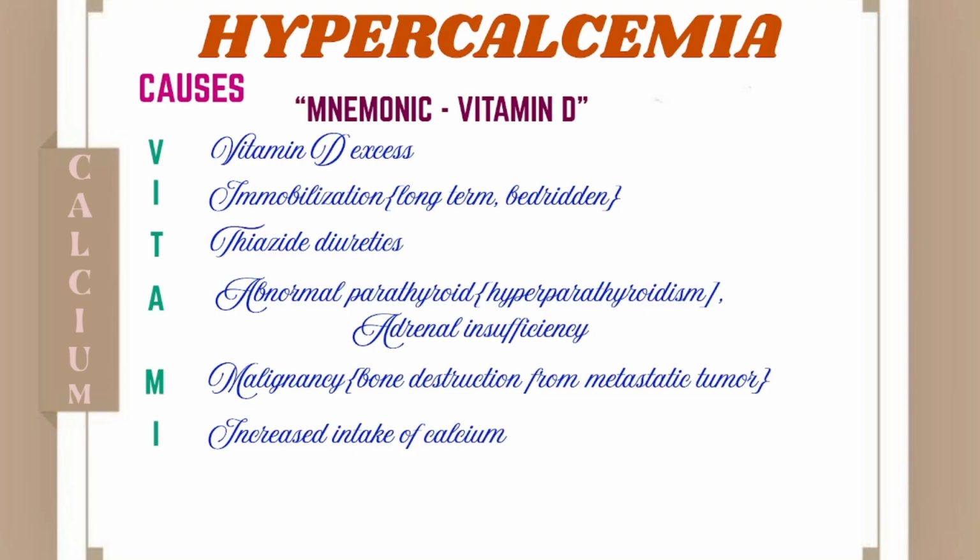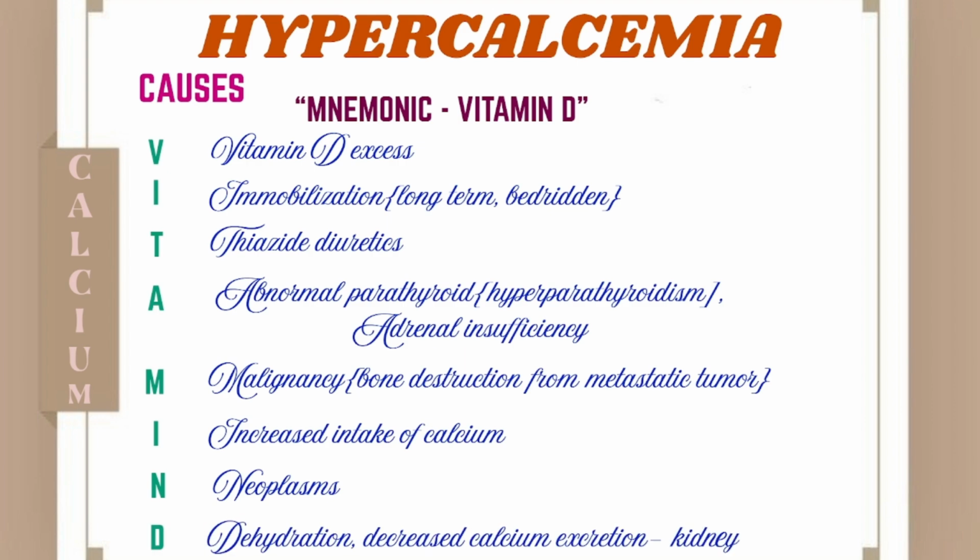I stands for increased intake of calcium. If there is increased dietary intake of calcium, then there can also be an increased level of calcium in the body than normal. N stands for neoplasms. We already discussed that due to tumors, neoplasms, bone destruction is the cause of hypercalcemia. D stands for dehydration or decreased calcium excretion due to any kidney disease. If there is dehydration or any kidney disease, calcium excretion is impaired, which causes more calcium buildup in the body and the condition of hypercalcemia develops.